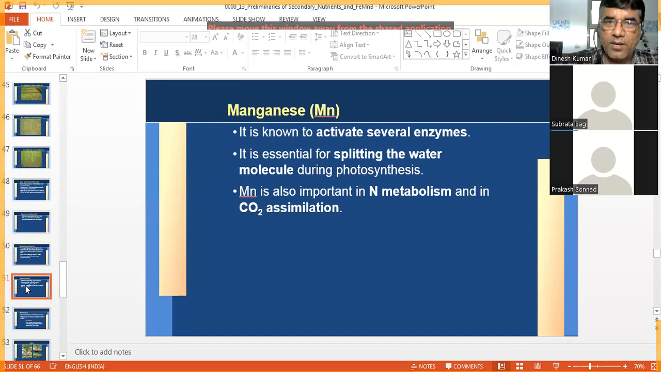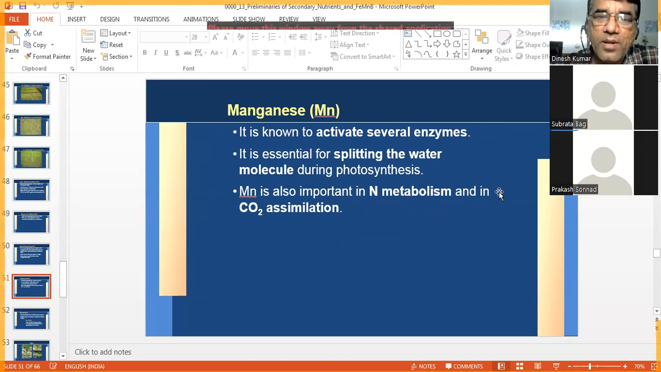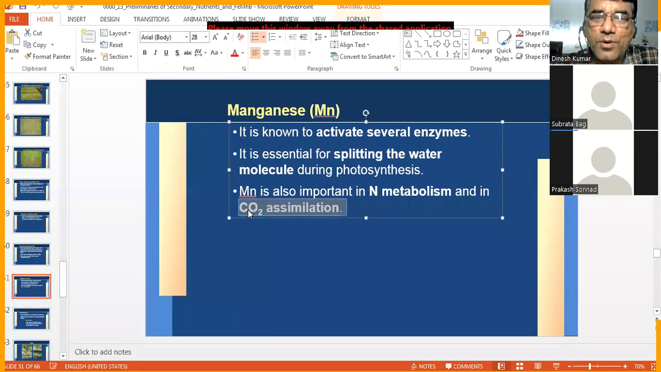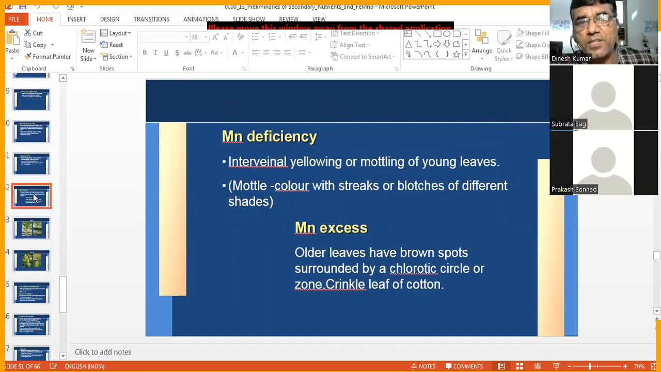Manganese is another micronutrient, and it is known to activate several enzymes essential for splitting of the water molecule during photosynthesis. Manganese is also important in nitrogen metabolism and in CO2 assimilation. CO2 assimilation is just your photosynthesis. Deficiency of manganese is intervenal yellowing or mottling of young leaves. Mottle means color with streaks or blotches of different shades.